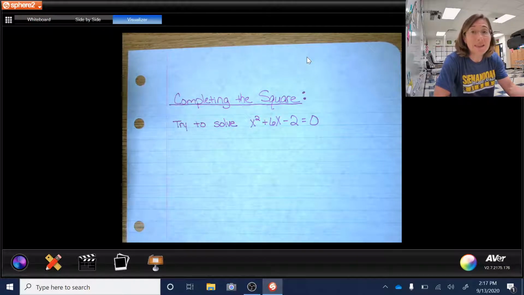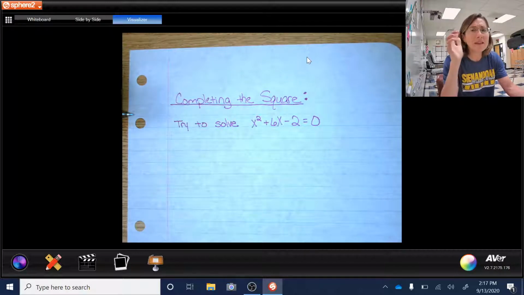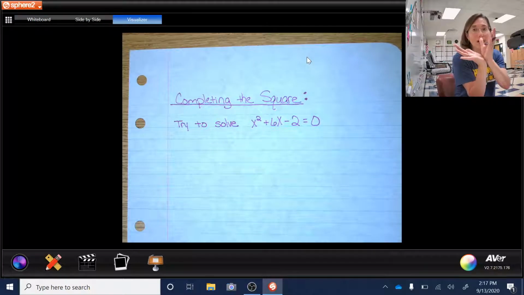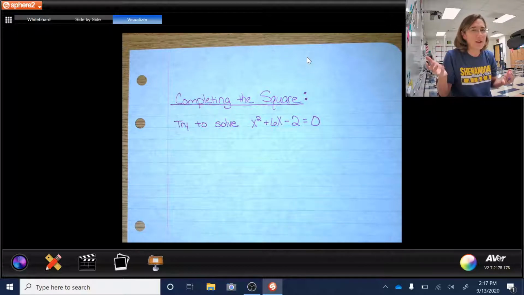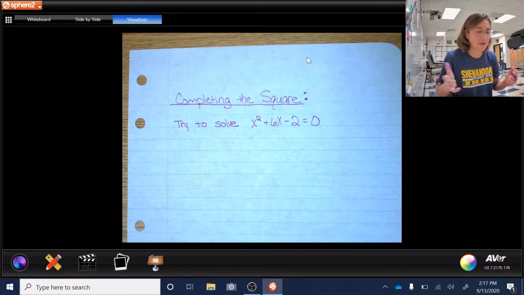It's called completing the square because they want you to actually think about making a square. So what makes a square and not just any old rectangle? What's special that makes it a square? Well, the length and the width have to match. You have to have the same distance on those sides in order for it to be a square. Otherwise, if they have different numbers on the sides, it's just a rectangle. So I am going to make a square out of this.